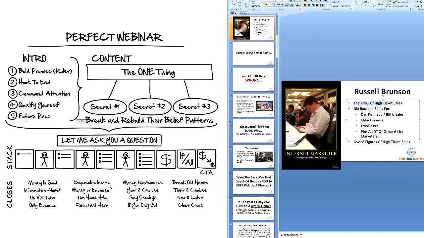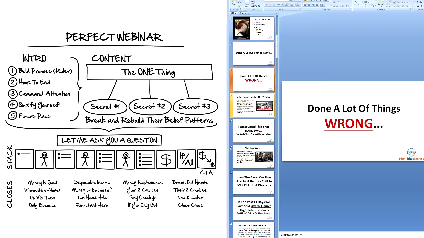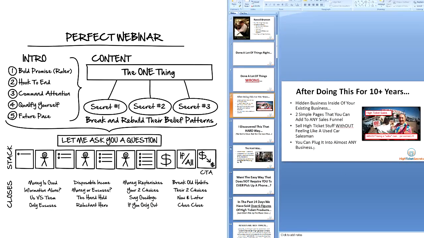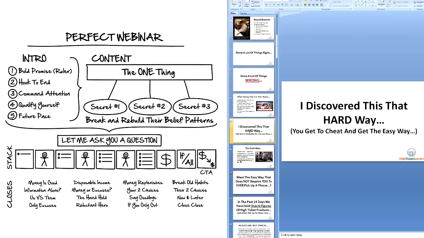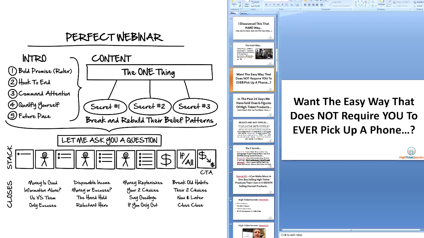And then from there, I like to future pace and say, well, some of these slides are still me qualifying. So here's my qualification. I did a lot of things right. I did a bunch of things wrong. After doing this for 10 years, this is what I figured out, and this leads back into my content. I discovered it the hard way, but you're going to have a chance to cheat. Again, here's the hard way I did it. It was really hard and frustrating. Boom. And then this is where I switch to future pacing.